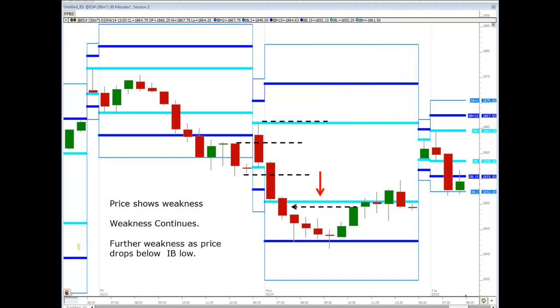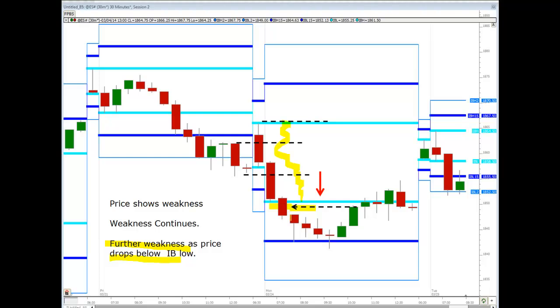Price actually shows further weakness as price drops below the IB low. So remember, we got the first two candles here. We established our initial balance for the day. Now, what happens next? I see more weakness as price drops lower than the initial balance low.